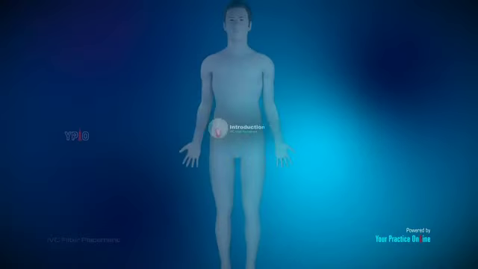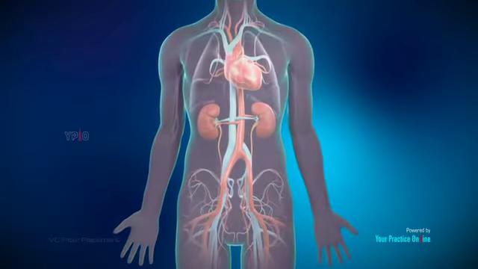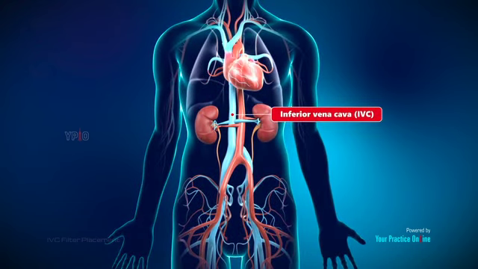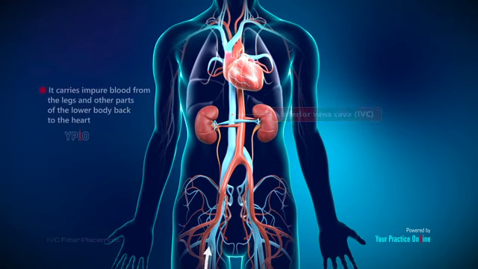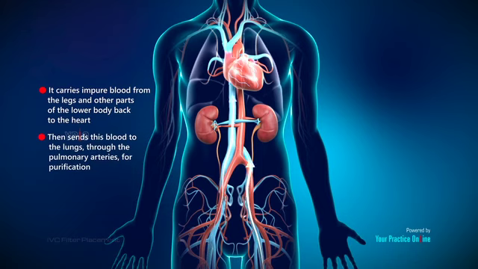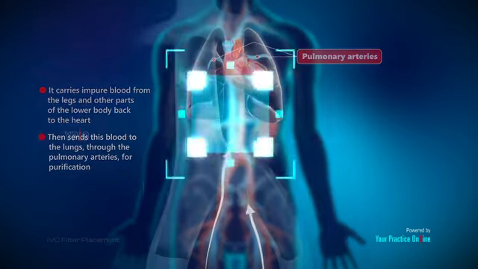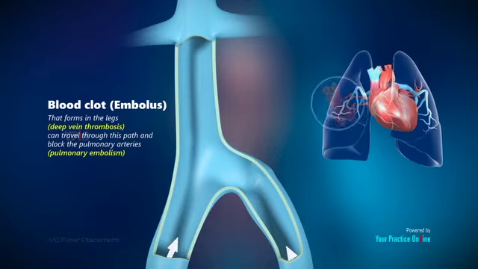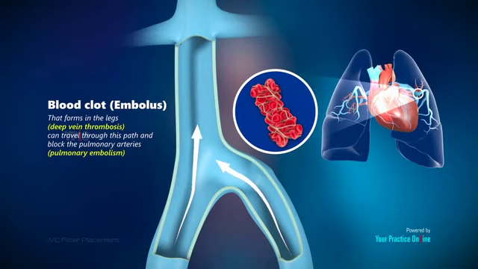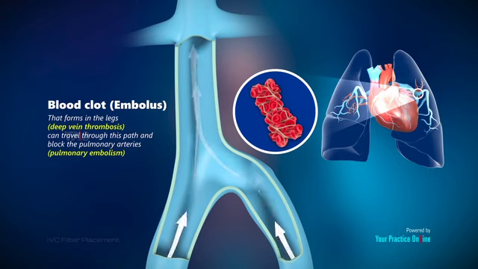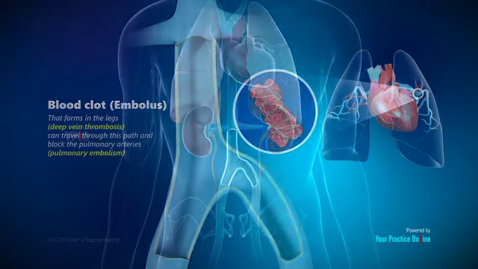Introduction. The inferior vena cava, IVC, located in the abdomen, is the largest vein in the body. It carries impure blood from the legs and other parts of the lower body back to the heart and then sends this blood to the lungs through the pulmonary arteries for purification. A blood clot, embolus, that forms in the legs, deep vein thrombosis, can travel through this path and block the pulmonary arteries, a pulmonary embolism, which can be life-threatening.